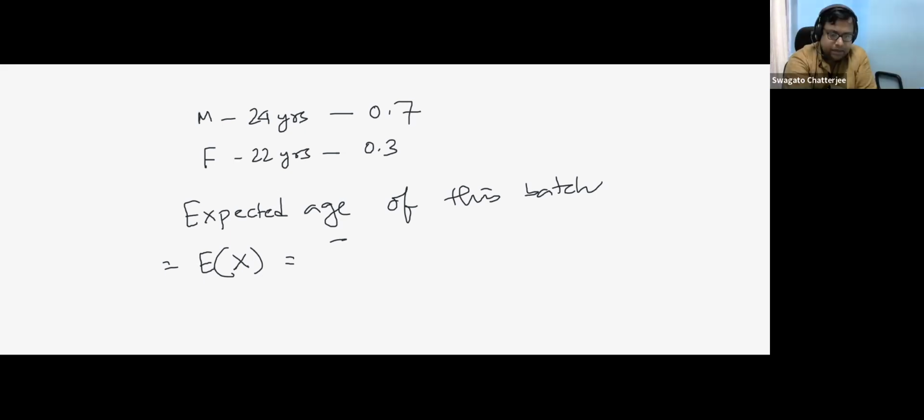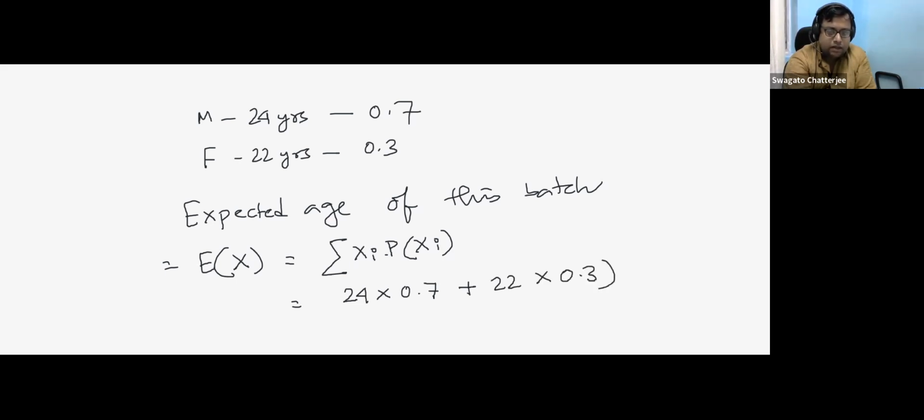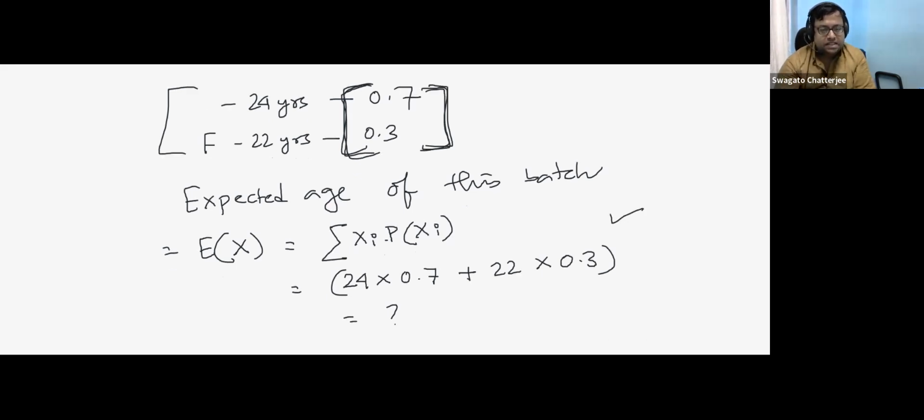Yes. So in the second page, what I am writing is that the expected value of X is basically the individual X values and the probability of each X value. So the individual X value is what? 24 years. What is the probability of that occurring? 0.7. Plus the individual value 22. And what is the probability of that occurring? 0.3. So you calculate the value. This part of the probability distribution helps you calculate the expected value. The expected value can also be called the mean value. This is also the mean age of the batch.